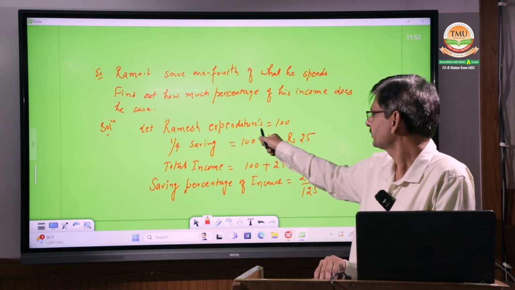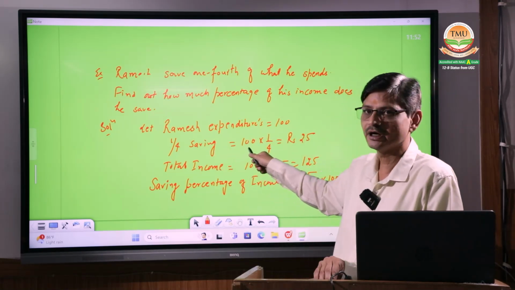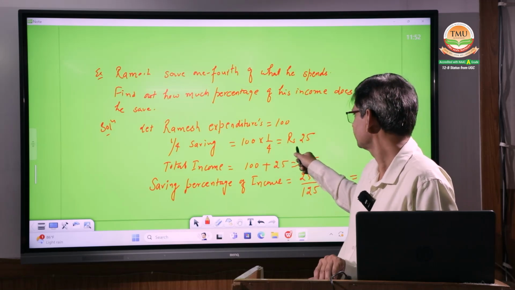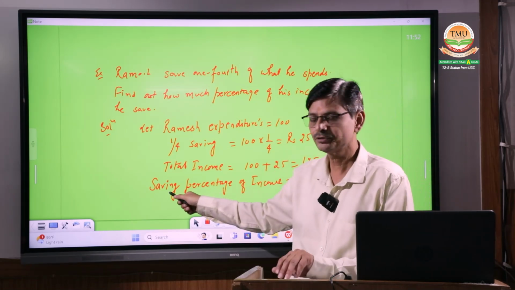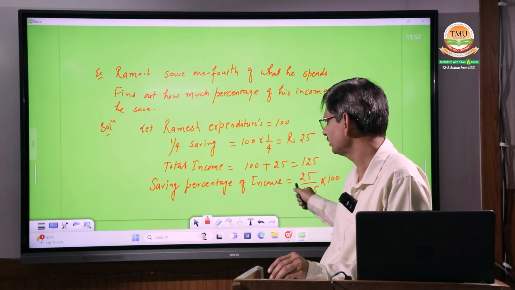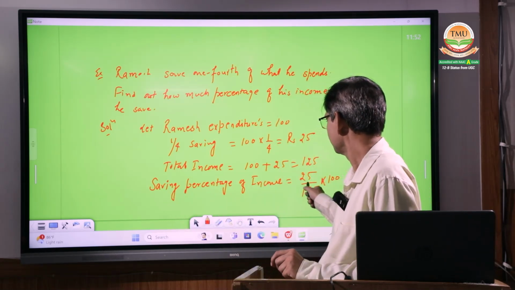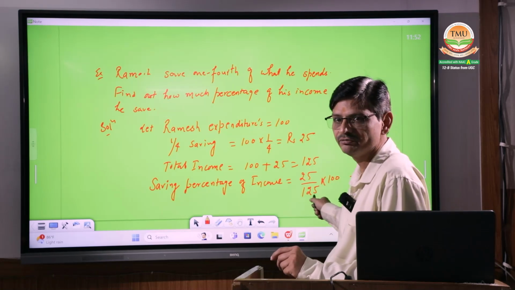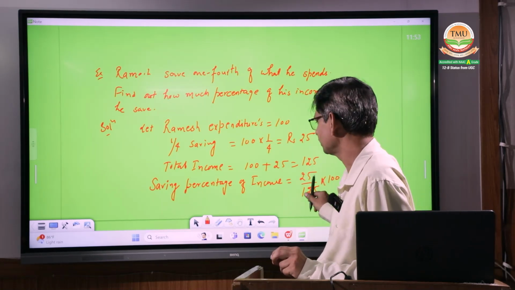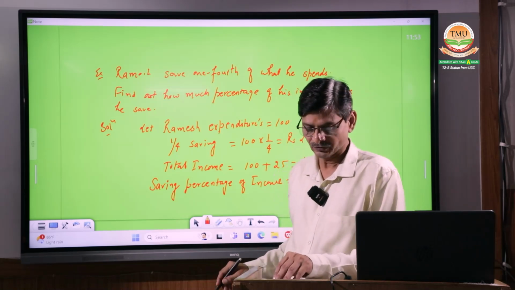Let the Ramesh expenditure be 100. 1/4 saving means 100 into 1/4, that is rupees 25, and total income is 100 plus 25, that is 125, and saving percentage of income means 25 upon 125 into 100, that is 20%. This is the answer of this question.